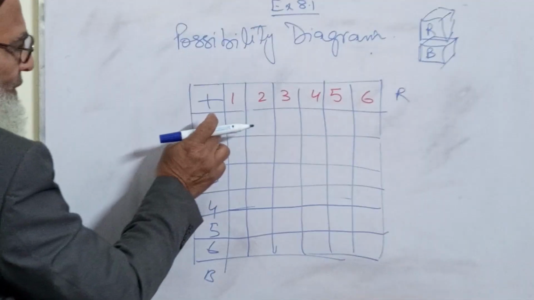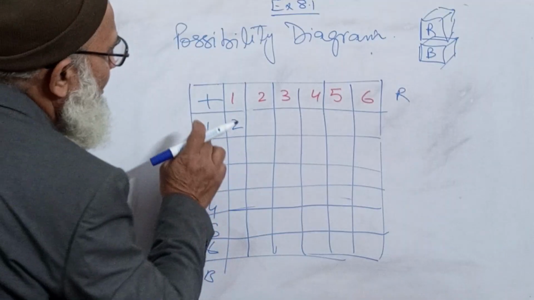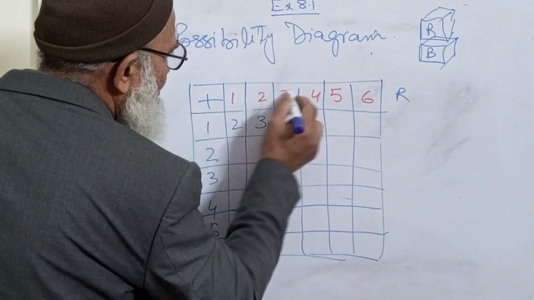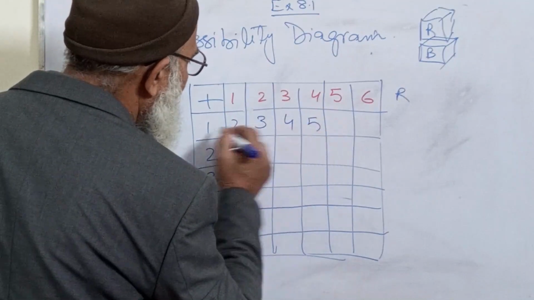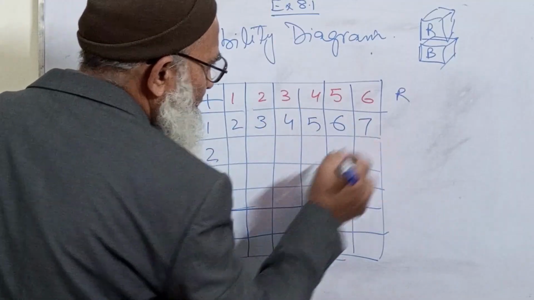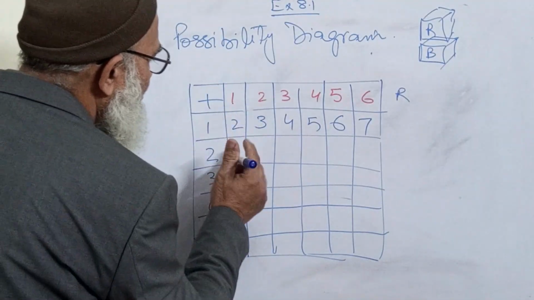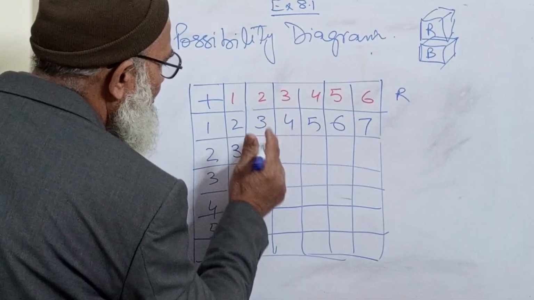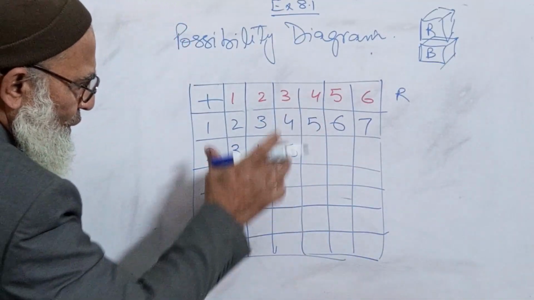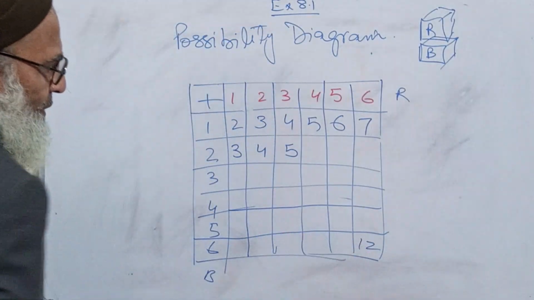Now you see, 1 plus 1 is 2 over here, and 1 plus 2 is 3. We are going to add these. 1 plus 3 is 4, 1 plus 4 is 5, 1 plus 5 is 6, and 1 plus 6 is equal to 7. Now this table will continue from 2 plus 1 is equal to 3, 2 plus 2 is equal to 4, 2 plus 3 is equal to 5, and so forth. The table will carry on, and the last number will be 12.